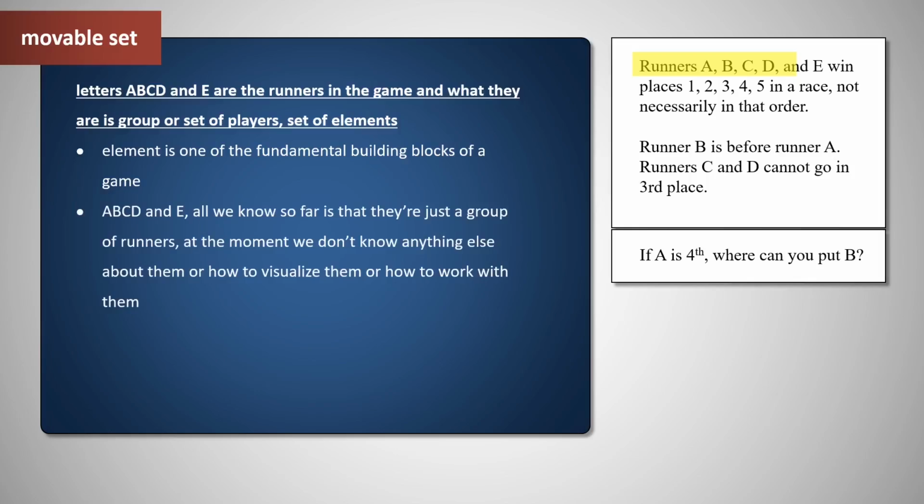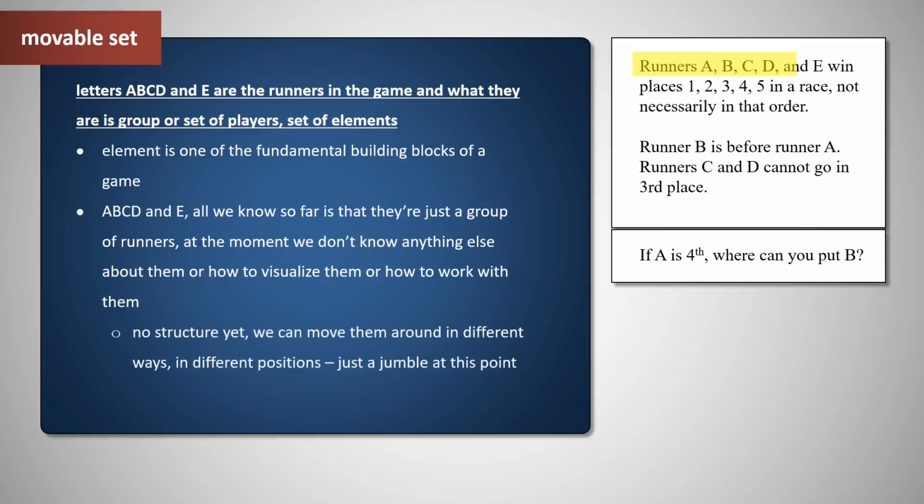Now, A, B, C, D, and E: all we know so far is that they're just a group of runners. We don't know anything else about them, nor do we know how to visualize them or work with them. There's no structure, and we can move them around in different ways in different positions. So they're just a jumble at this point. Here, for example, I visually represented it: if we draw out the A, B, C, and D, we don't know exactly how and where to draw them. That's just a visualization of the fact that you've got this group that you're working with.